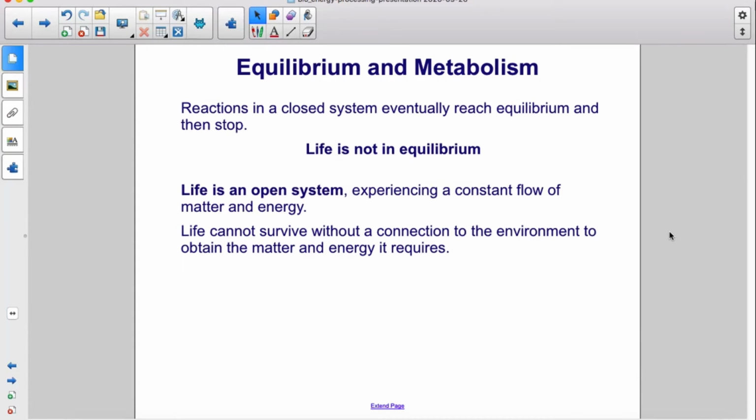Reactions in a closed system eventually reach equilibrium and then stop. Life is not in equilibrium. Life is an open system, experiencing a constant flow of matter and energy. Life cannot survive without a connection to the environment to obtain the matter and energy it requires.